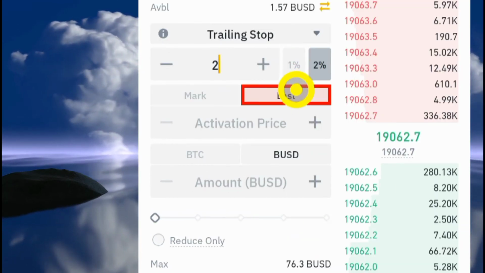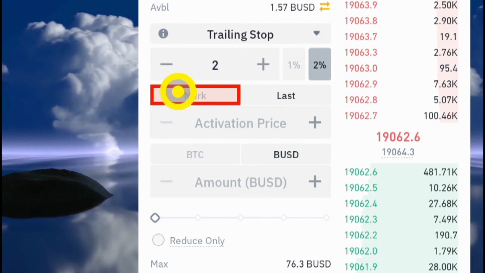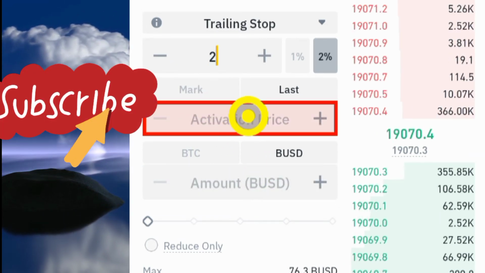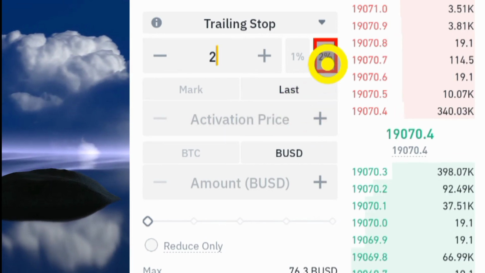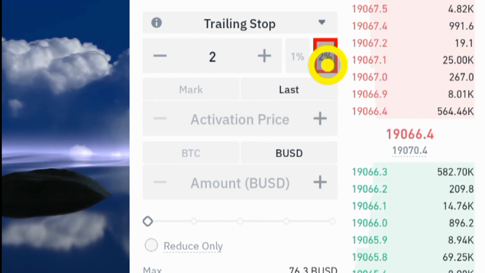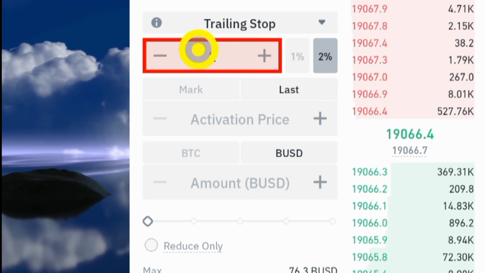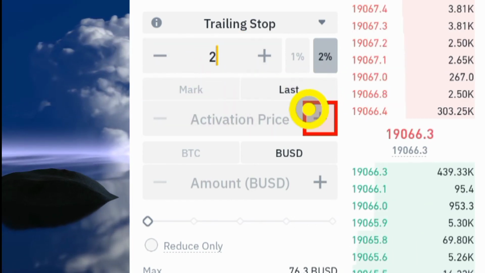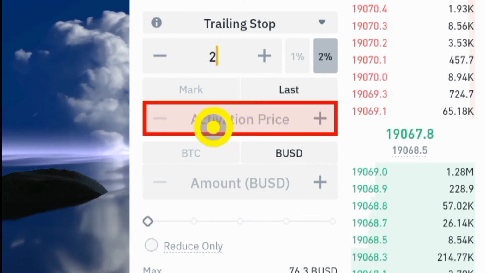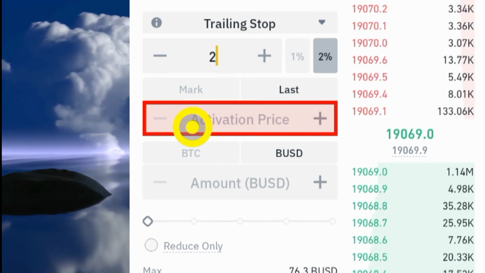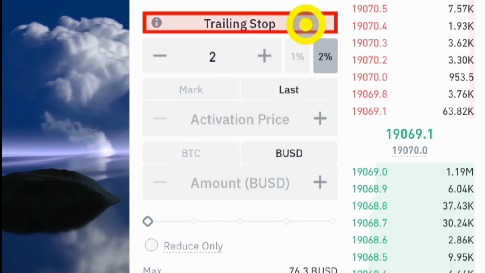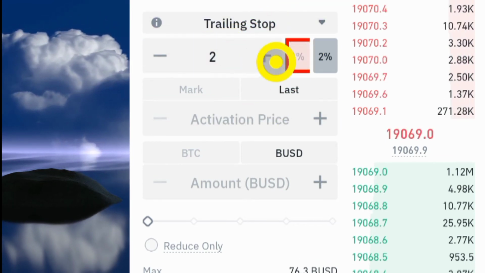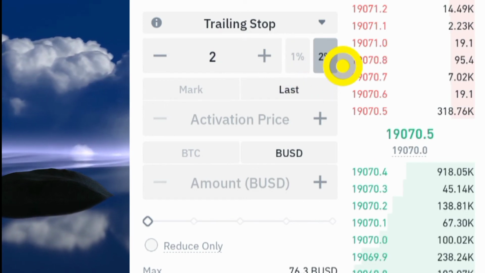How did I get that? I'm going to show you how to calculate it in a moment. If you also decide to put an activation price of 21,000 with a callback rate of 2%, that means your trailing stop order is going to be executed at 20,580. And if you decide to put an activation price of 22,000, your trailing stop order is going to be executed at 21,560. That is if you're still maintaining this 2%.